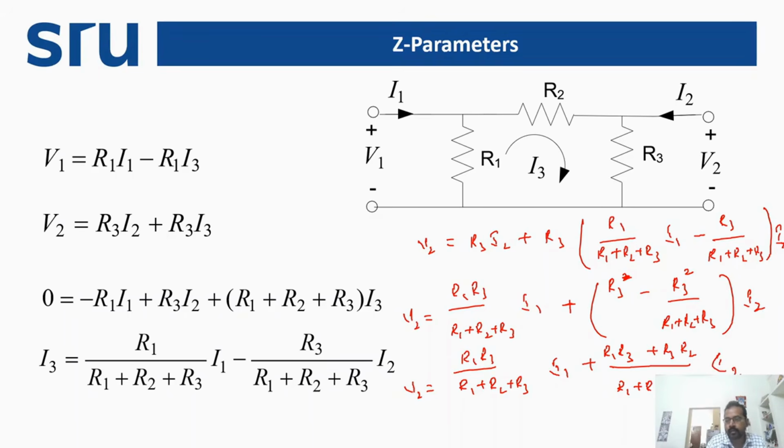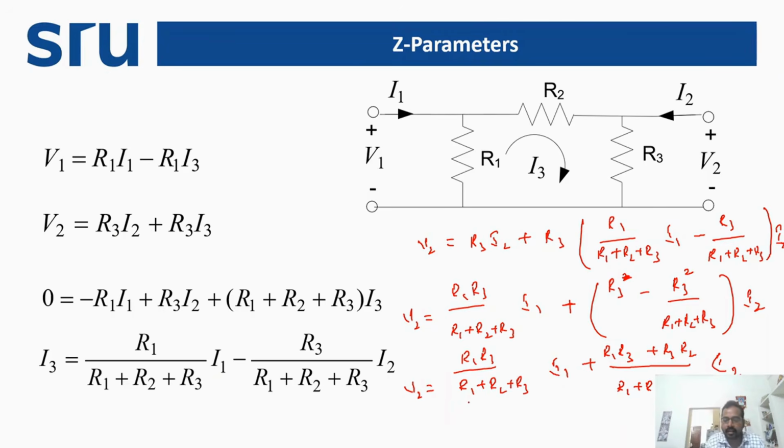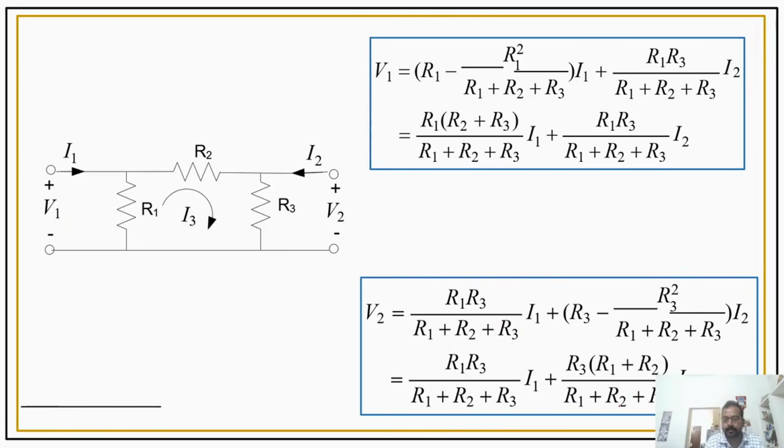So if we compare with the actual Z parameter second equation, we can see that this will be our Z21, that is Z21 equal to R1 R3 by R1 plus R2 plus R3, whereas this will be my Z22. So Z22 equal to R1 R3 plus R2 R3 divided by R1 plus R2 plus R3. So this is written over here.